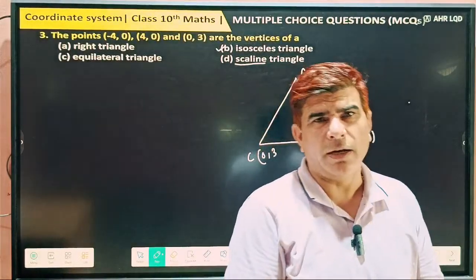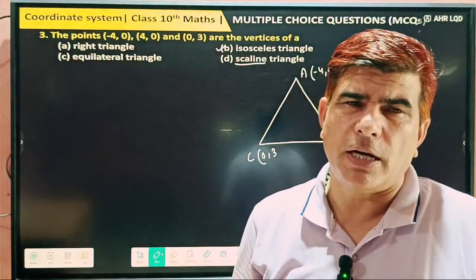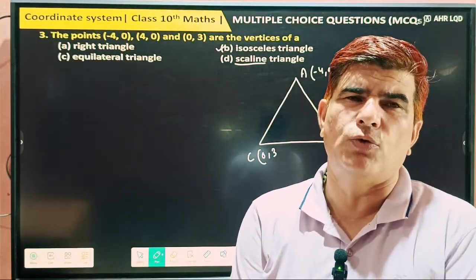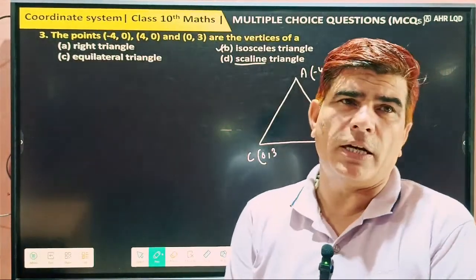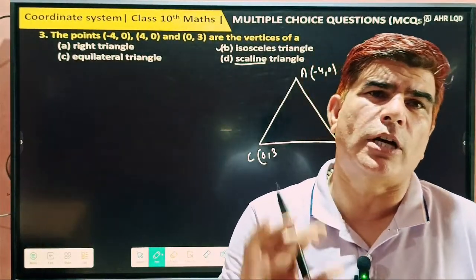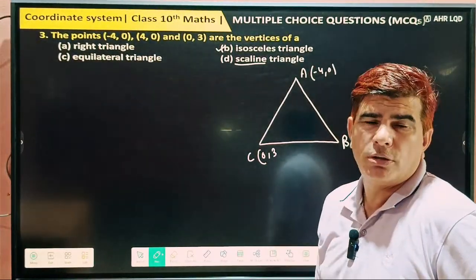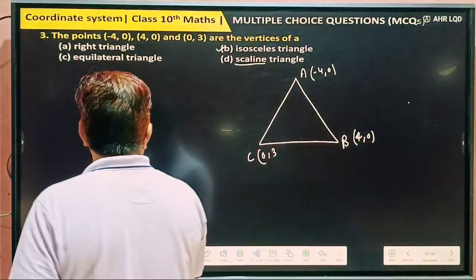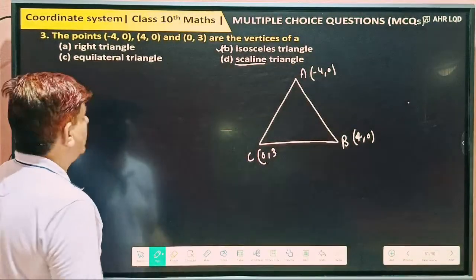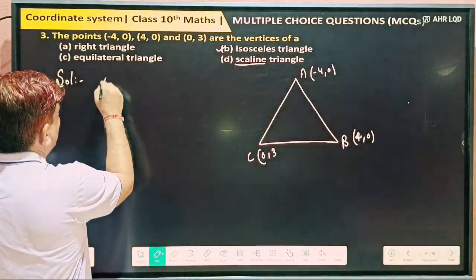Understood? A scalene triangle is that triangle whose all sides are different. A right angle triangle is that triangle whose one angle is 90 degrees. An equilateral triangle is that triangle whose all sides are equal. And an isosceles triangle is that triangle whose two sides are equal. So we can find out its sides by using the distance formula. So solution, what we can say?